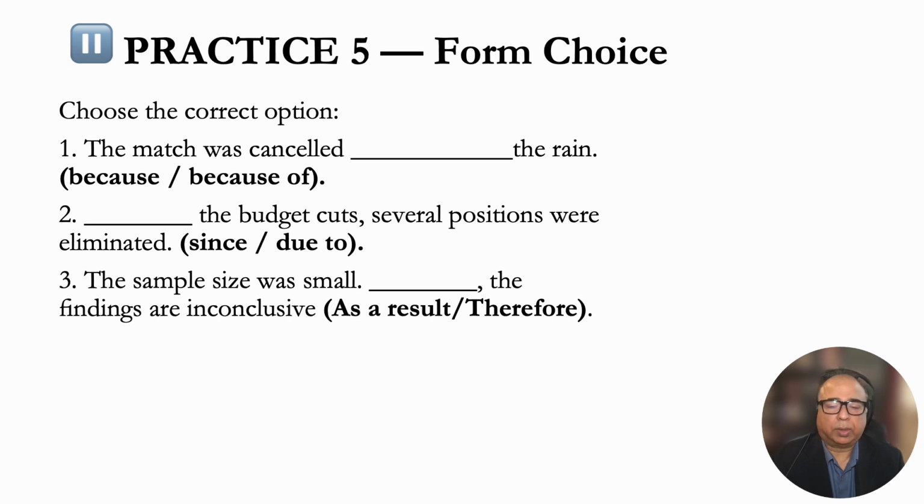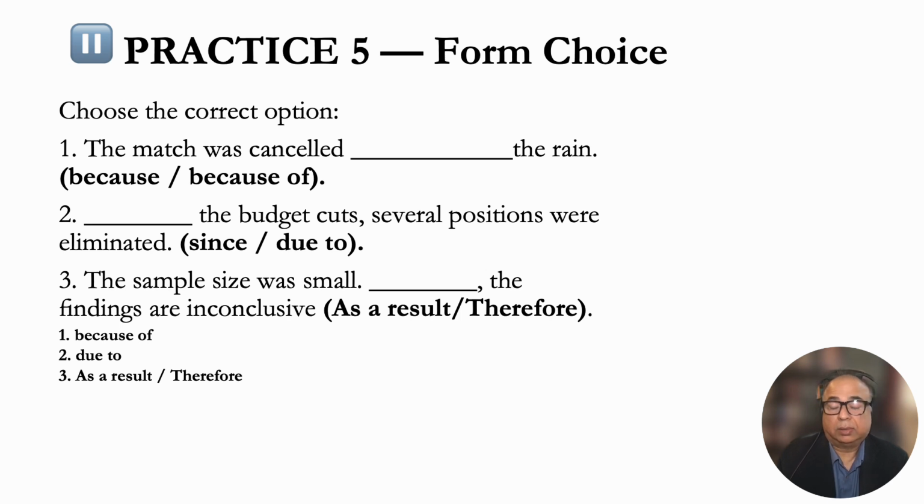Okay. All right, so I'll wait for you to complete the exercise, and I'll show you the answers in a second. All right, number 1 is because of. That was easy, right? I hope you're enjoying doing these exercises. The match was canceled because of the rain. Number 2, due to the budget cuts, several positions were eliminated.